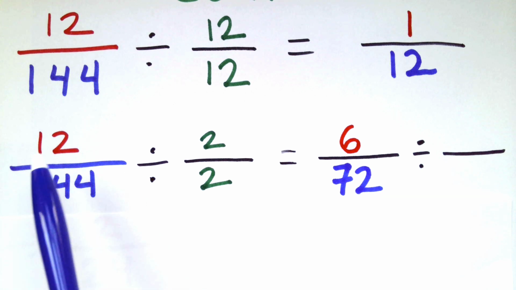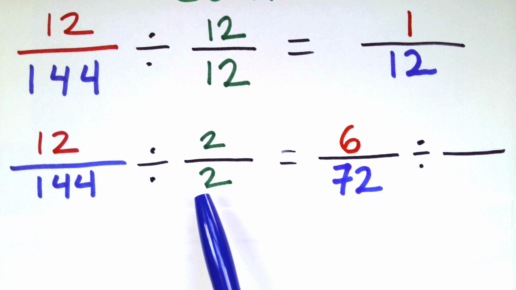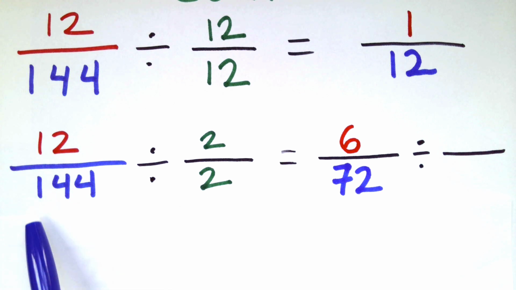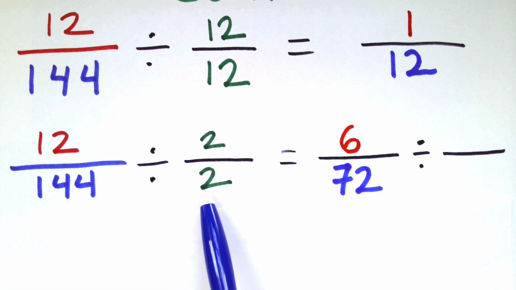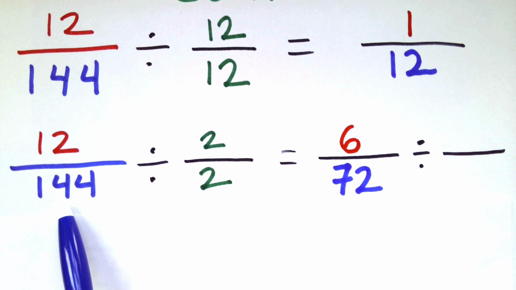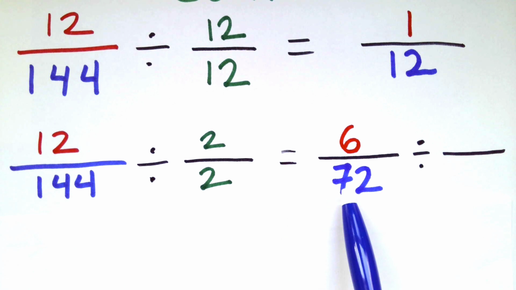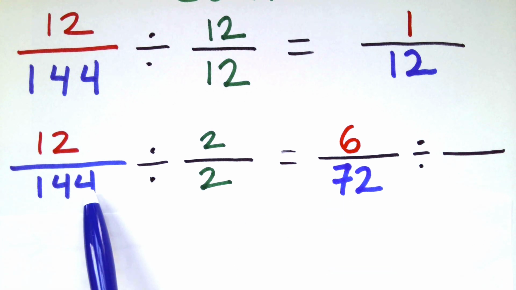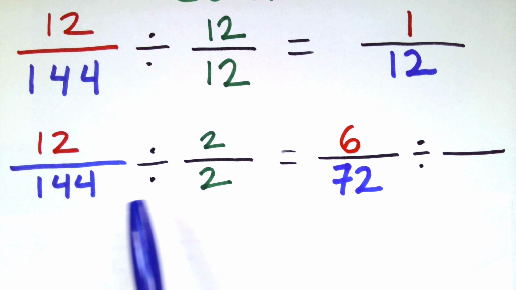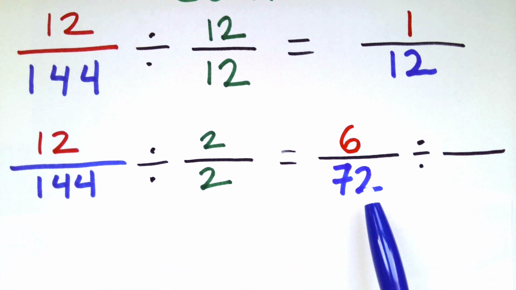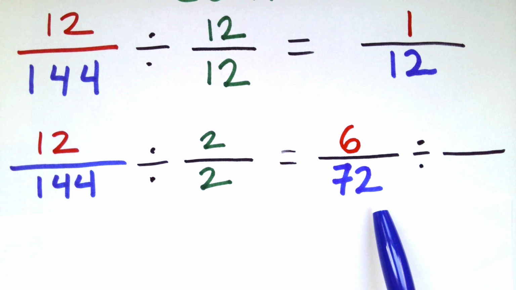And so if you're having a hard time seeing the 144 divided by 2, take it a little at a time. Take 14, divide by 2. I know 2 times 7 is 14. That gives me the 7 here. That leaves me the 4, and I know 2 times 2 is 4. So that gives me the 72.